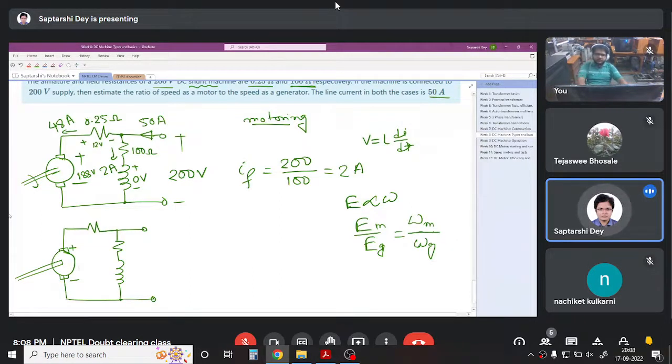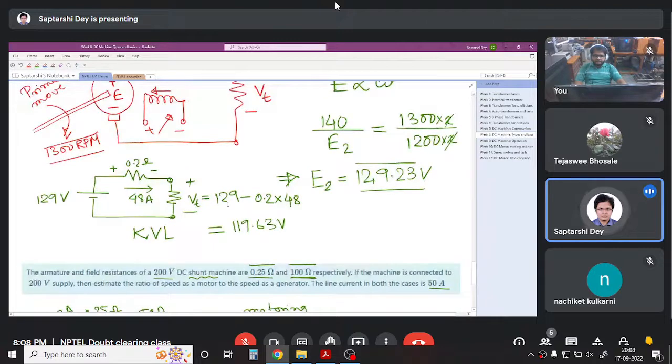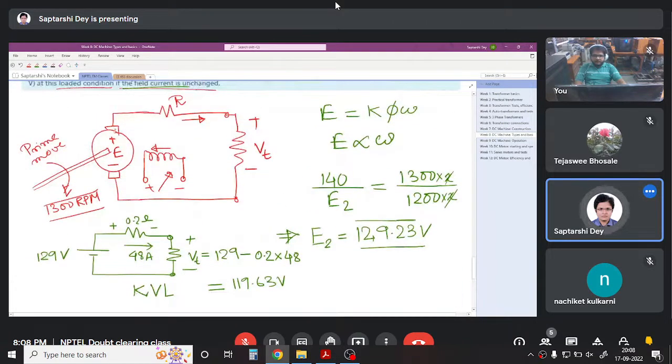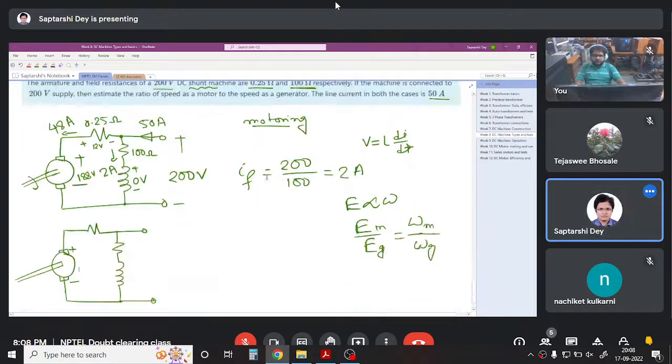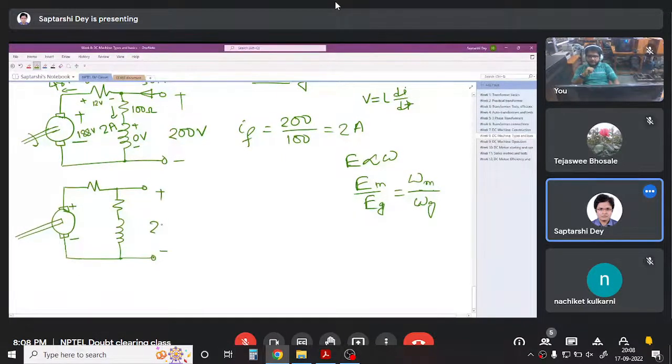In the last question we saw that the generator generates some EMF, and when the load comes, the voltage drops. So this generated EMF must be more than the terminal voltage. So it must be more than 200 volt. How much more, we will see. So it is now again connected to a 200 volt supply.